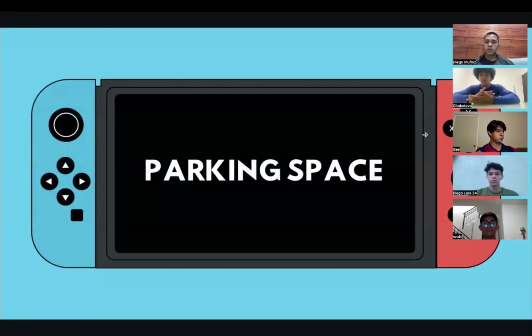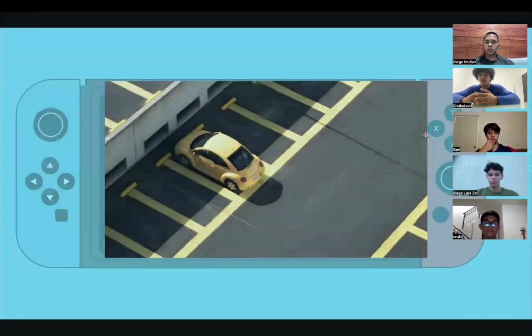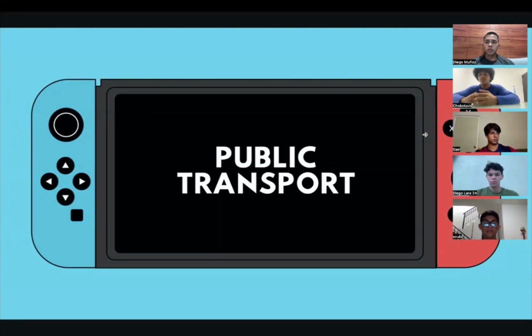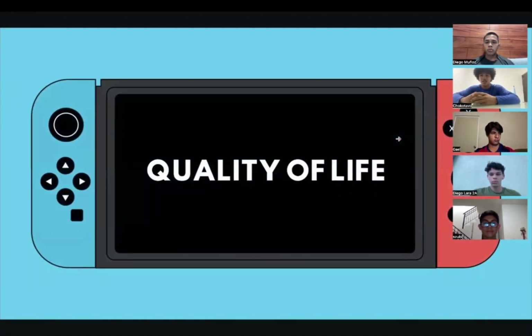Next, we have the parking space. That is areas that are designated for parking vehicles, like in the malls or in a neighborhood. Then is the public transport. These are all the public vehicles like the buses, trains, subways, etc. Next, we have quality of life. That is like the general well-being and comfort of the people in a place.